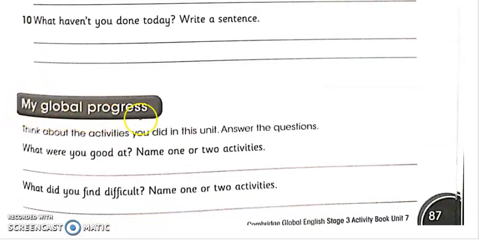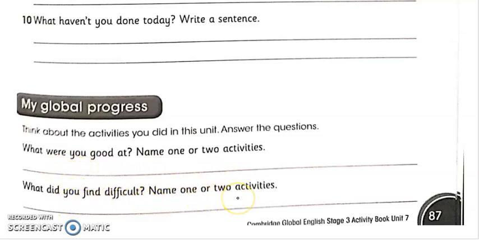Then in my global progress, think about the activities you did in this unit, and answer the questions. You will write the activities you have read or learned in this unit, not the other activities you do. So, what were you good at? Name one or two activities. It's up to you. You can write any activity, like you can write that I was good at decoding the secret codes.